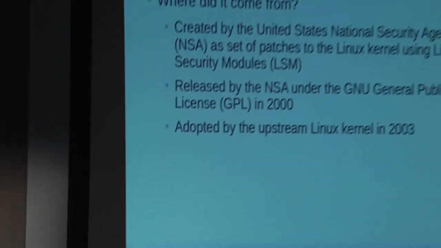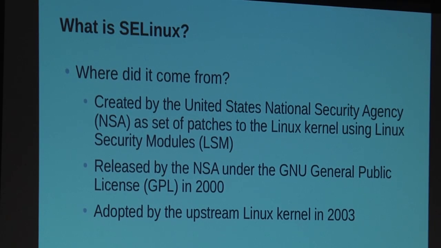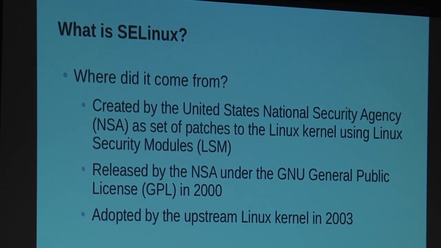So where did SELinux come from? Back in the deep, dark depths of time, actually before 2000, the United States National Security Agency provided a set of patches to the Linux kernel using Linux Security Modules, or LSM. In 2000, the NSA released SELinux under the terms of the GPL, and it was adopted upstream in the Linux kernel in 2003.